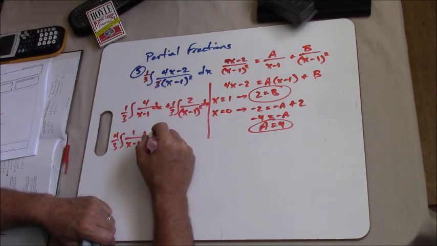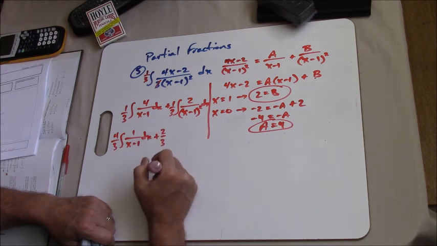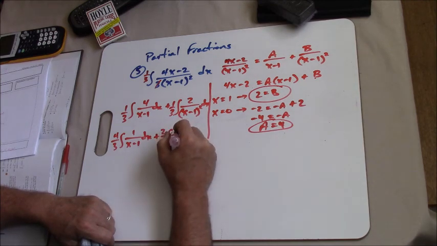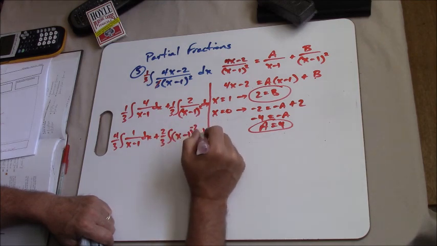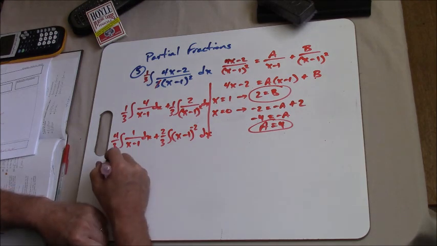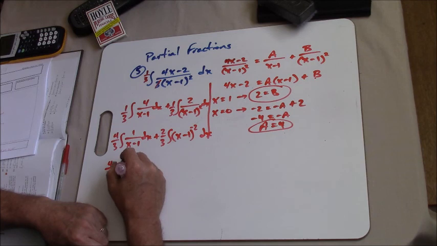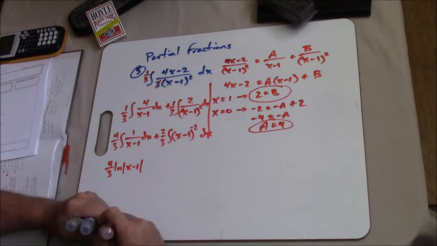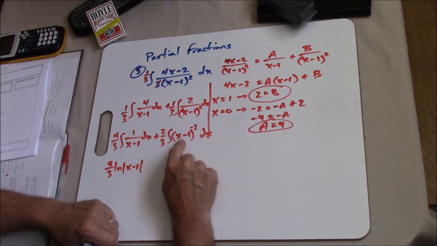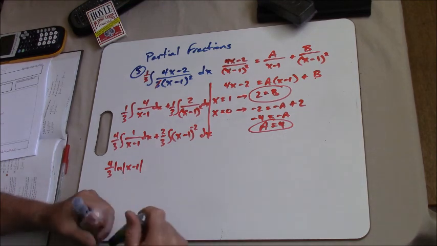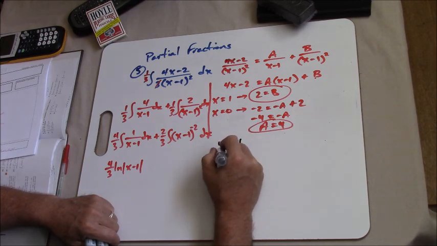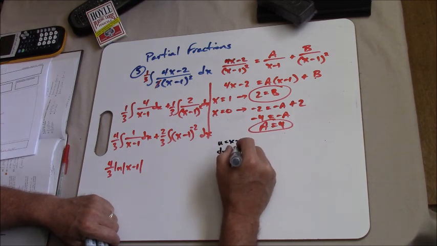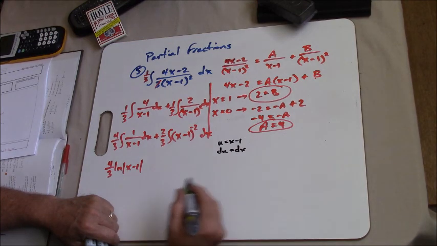This one I'm going to move that 2 out, so I've got 2/3 the integral, and then I'm going to do x minus 1 to the negative 2 dx. So right here I already know I've got 4/3 natural log absolute value of x minus 1. Here I didn't have a u prime over u. I've got something inside parentheses raised to an exponent, so I'm going to have to do a quick substitution. So I'm going to let u equal x minus 1, therefore du equals 1, and I just took the derivative of x. So that's a straight across swap.